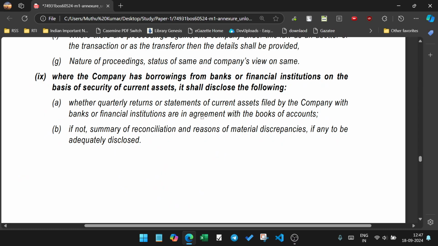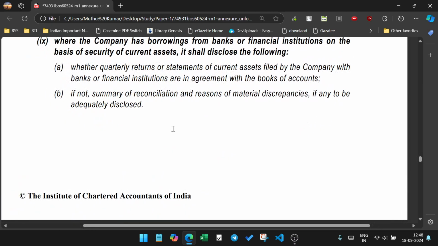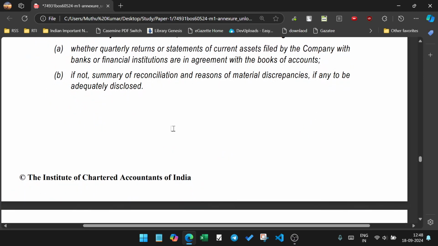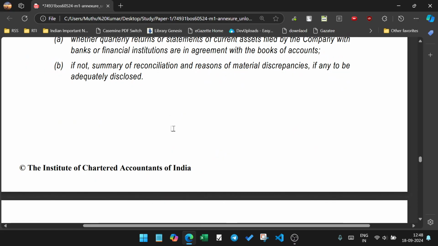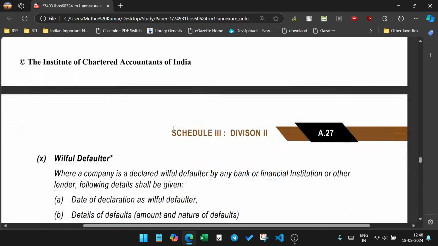on the security of current assets, it shall disclose the following: whether the quarterly returns or statements of current assets filed by the company with the banks or financial institutions are in agreement with the books of account. If not, a summary of reconciliation or reasons for the material discrepancies, if any, or other adequate disclosure.